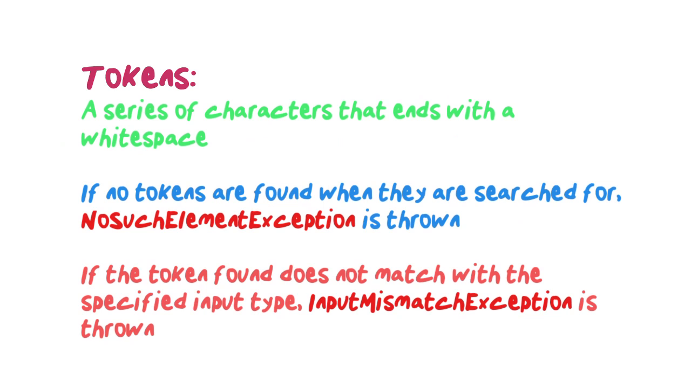A token is a series of characters that ends with what Java calls a whitespace. Whitespaces include things like tabs, blanks, and carriage returns. If a token is searched for but not found, NoSuchElementException is thrown. If the token found does not match the input type specified in the method, InputMismatchException is thrown.